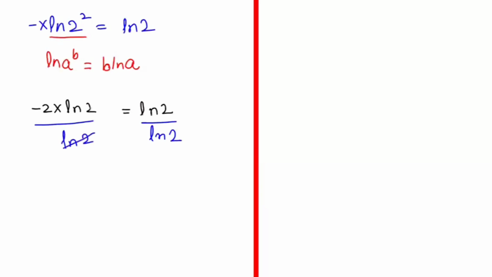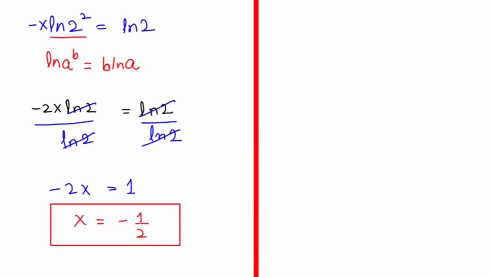Here this and this get cancelled, this and this get cancelled. So the expression we will get is negative 2x is equal to 1. And now I'm going to rearrange it for x. So I'm going to take this negative 2 to the right hand side. So x is equal to negative 1 over 2. So this is another way to find the x value.